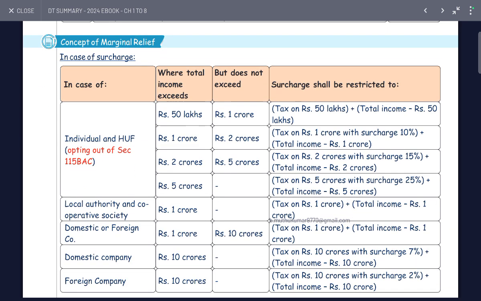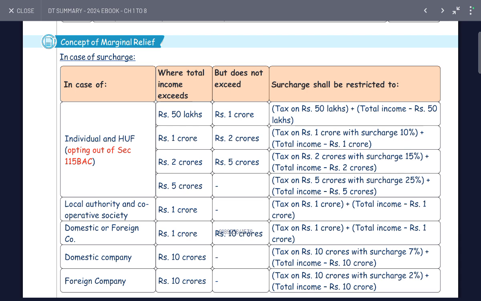Concept of marginal relief in the case where the total income exceeds 50 lakhs but does not exceed 1 crore. Surcharge and restriction: individual who has opted for section 115BAC. The income exceeds 50 lakhs but does not exceed 1 crore, and surcharge has been restricted to tax on 50 lakhs plus total income minus 50 lakhs, up to 1 crore.